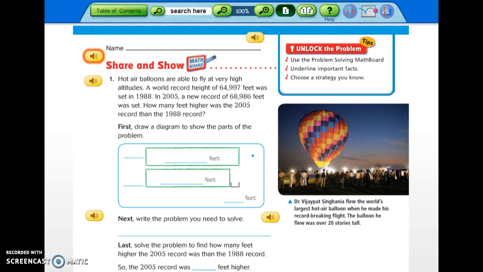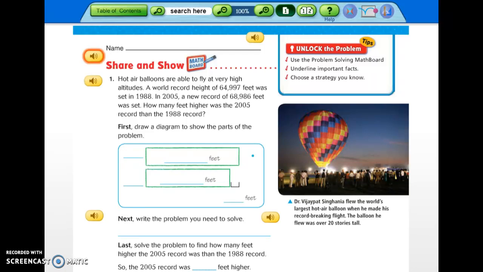Under share and show, we're going to write our information here on our little diagram. Hot air balloons are able to fly at very high altitudes. A world height of 64,997 feet was set in 1988. In 2005, a new record of 68,986 feet was set. How many feet higher was the 2005 record than the 1988 record?